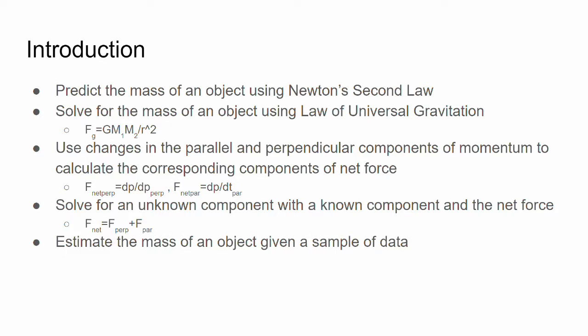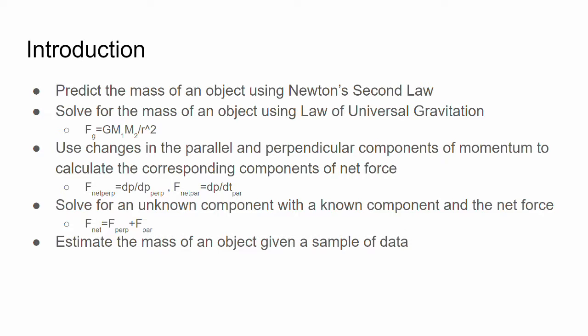The first was to predict the mass of the object using Newton's second law. Here we're mainly focusing on the fact that the sum of the pushes and the pulls is equal to the F net, and with F net we know that's equal to dp/dt, or at least the change in momentum over time.